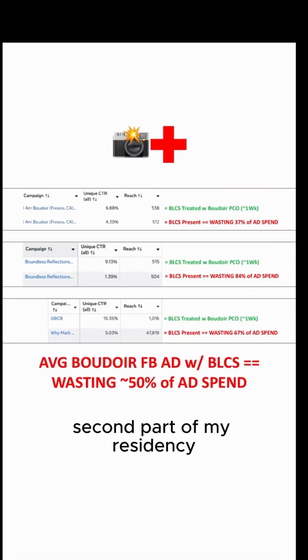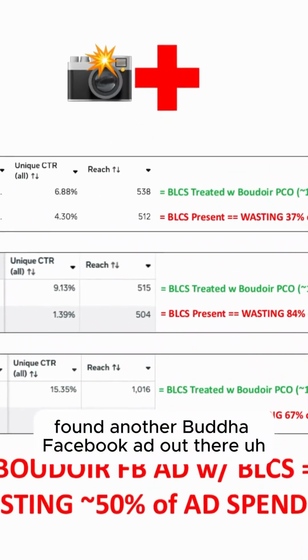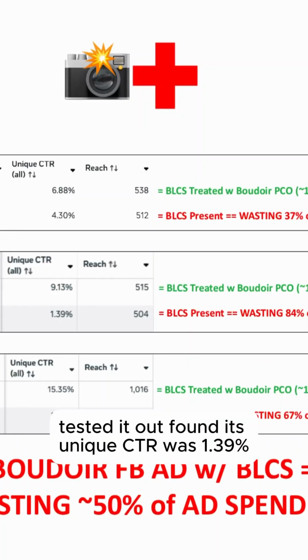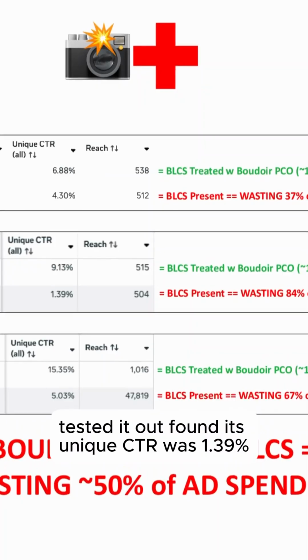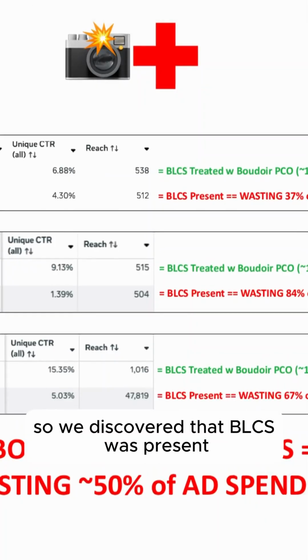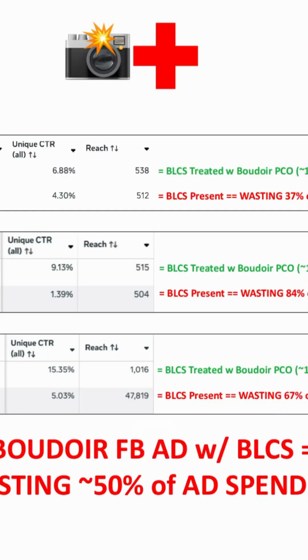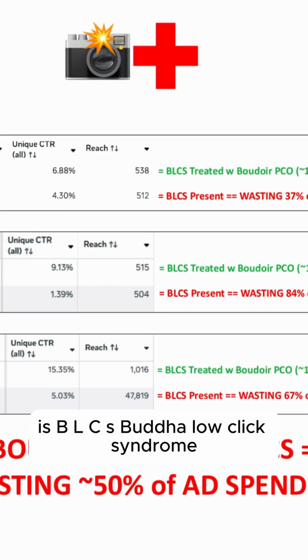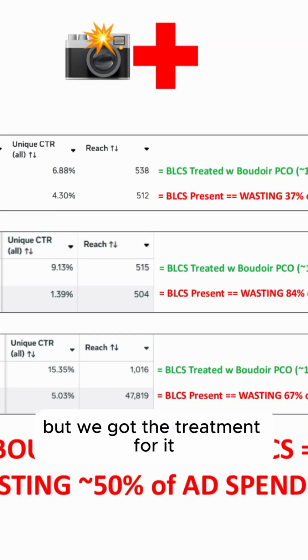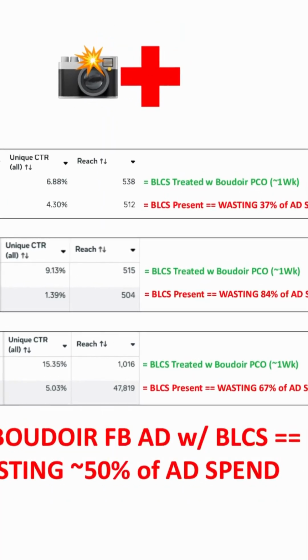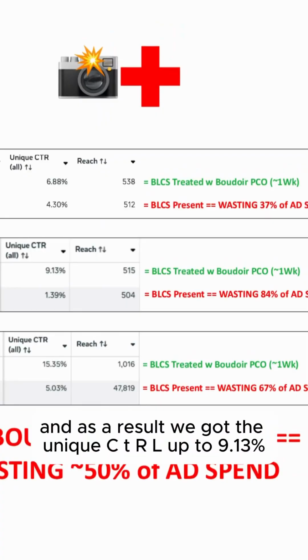All right, second part of my residency, I found another Boudoir Facebook ad out there in the marketplace, brought it to the hospital, tested it out, and found its unique CTR was 1.39%. So we discovered that BLCS was present. Unique CTR under 6% is BLCS, Boudoir low click syndrome, but we got the treatment for it. BLCS treatment with Boudoir Pico takes about a week. And as a result, we got the unique CTR up to 9.13%.